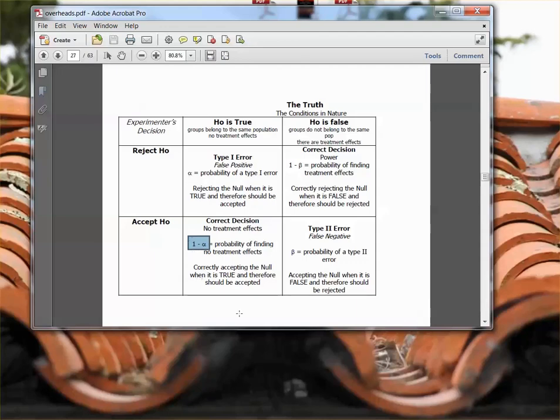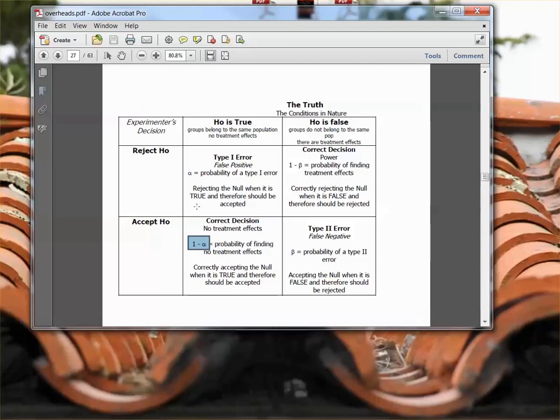so 1 minus alpha is the other area. Now, the other thing that could happen is we could reject the null hypothesis when the null hypothesis is false and should be rejected. This is a correct decision, and it is represented by 1 minus beta. It's also called power, statistical power. It's something that we're really interested in as researchers, right? Because we're setting up our experiment, we expect to have reason to believe that our independent variable is going to do something to the dependent variable. This is the reason why we're in this research endeavor to begin with.